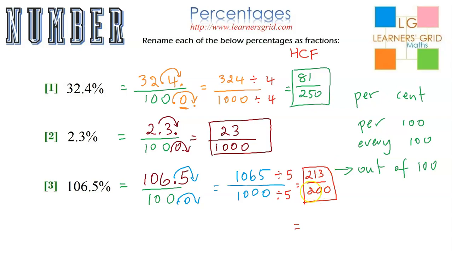So how many times does 200 go into 213? It goes once. How many are left over? 13. And so it can become this. Okay, how many times does 200, that's the denominator, go into the numerator? 200 into 213 only goes once, and there will be 13 left over. The remainder becomes the numerator, and you keep the same denominator. And again, this would be a correct answer.